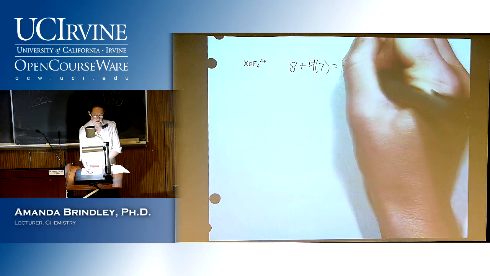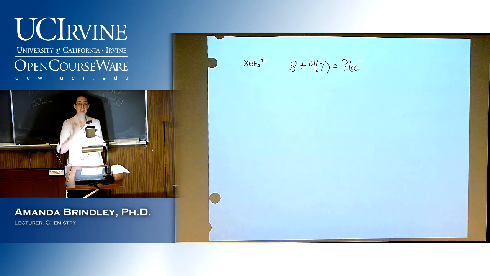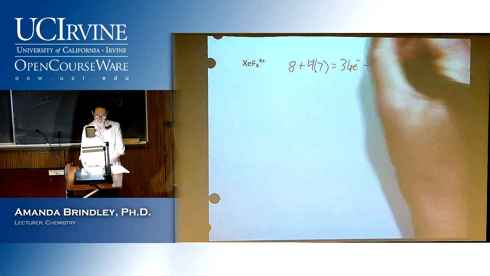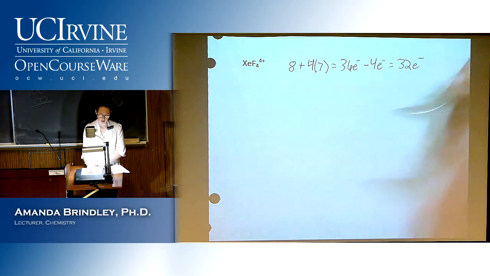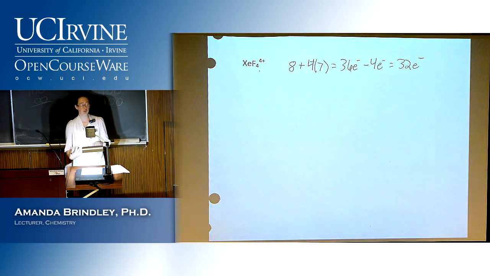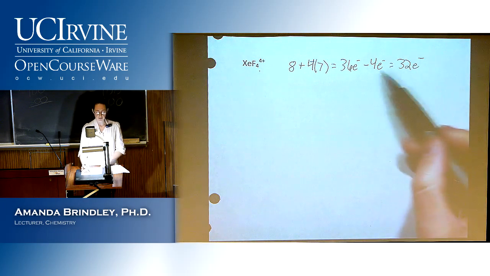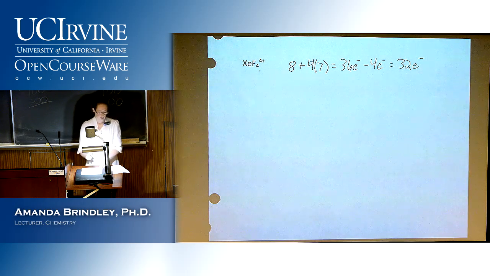So that would be 36, but it's a 4+ charge, which means that we need to take away 4 electrons to give us 32 electrons. So it's a plus charge, so we have less electrons than the neutral atom, and so we minus the 4 electrons. So we have 32 electrons to work with.